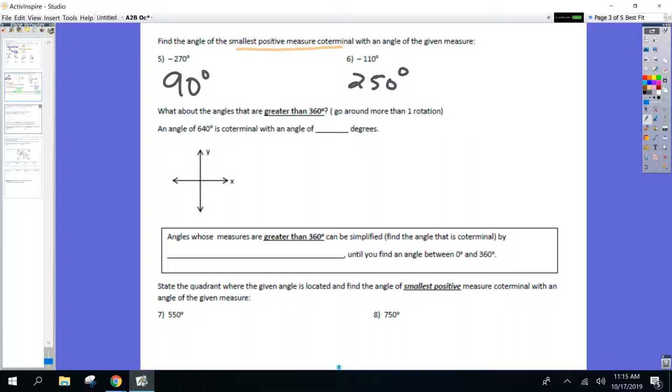90, 180, 270, back to what? 360. Okay, keep going again. So what do you keep adding on here? 90, so this would be 450. I am still not there yet. Need to see where 640 would be. Keep going, 540. Keep going. I'm still not there yet. 600.